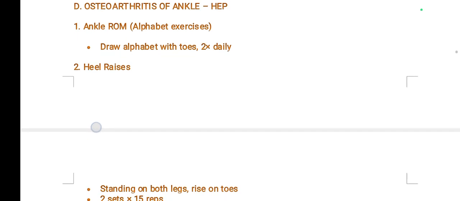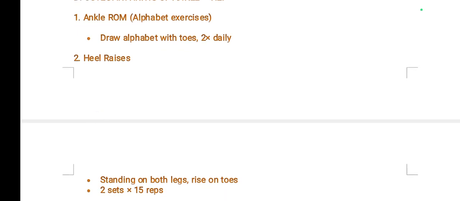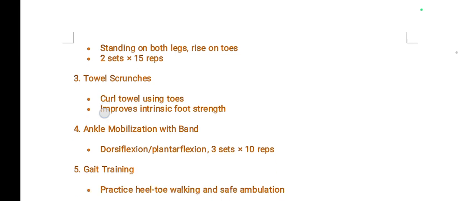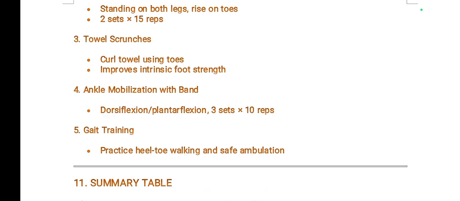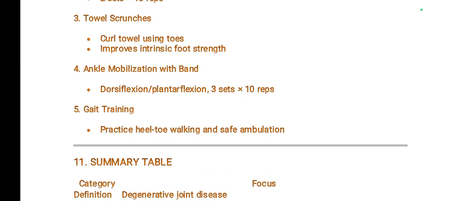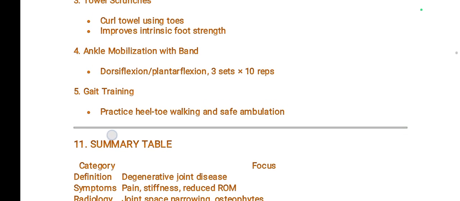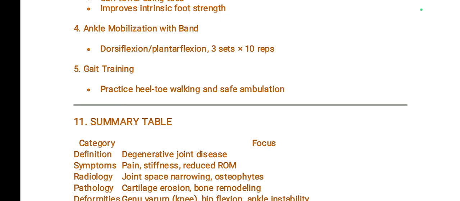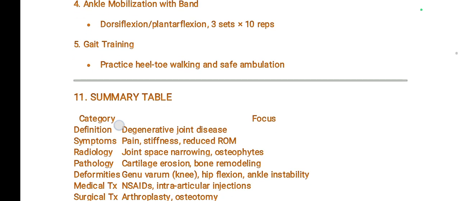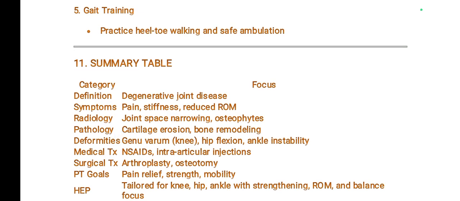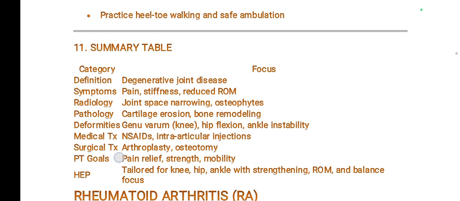Osteoarthritis of ankle. For ankle, what will we be doing? Ankle range of motion, alphabet exercise. Draw alphabet with the toes 2 times per day. Heel raises, standing on both legs, rise on toes, 2 sets of 15 repetitions. Towel crunches, curl towel using toes, improve intrinsic foot muscles. Ankle mobilization with the band, dorsiflexion, plantarflexion, 3 sets of 10 repetitions. Gait training, practice heel toe walking and safe ambulation.